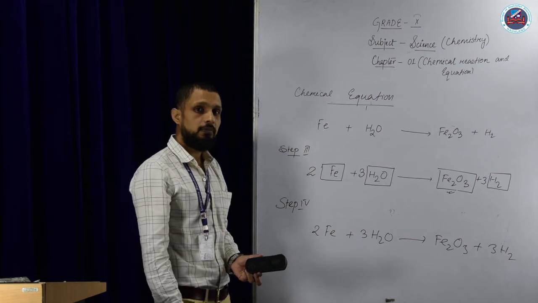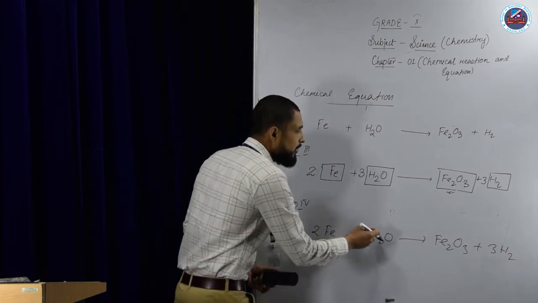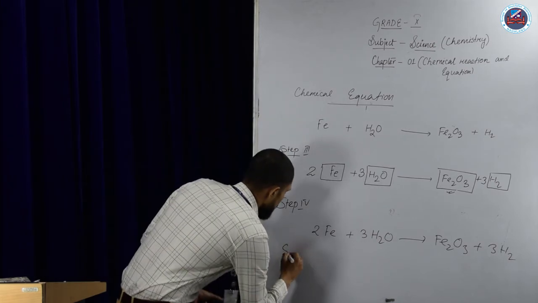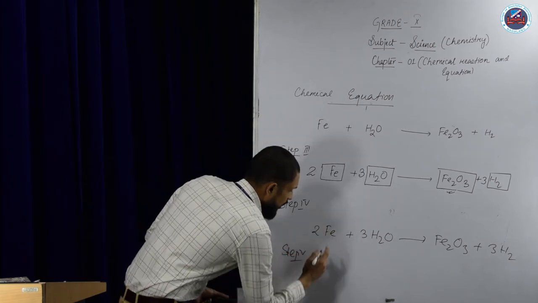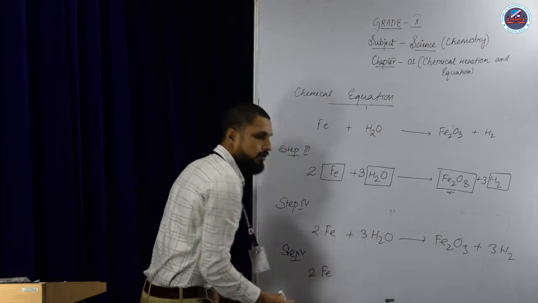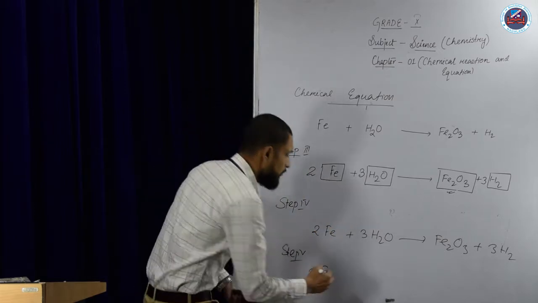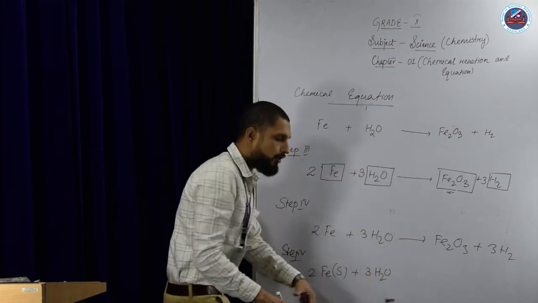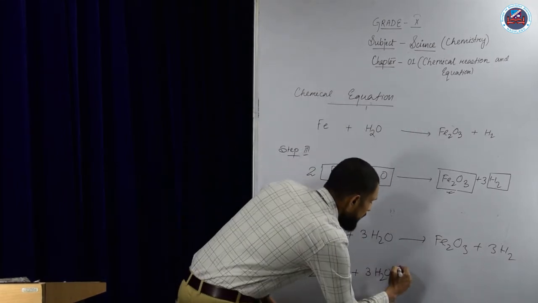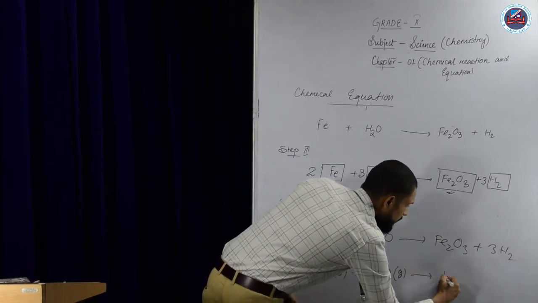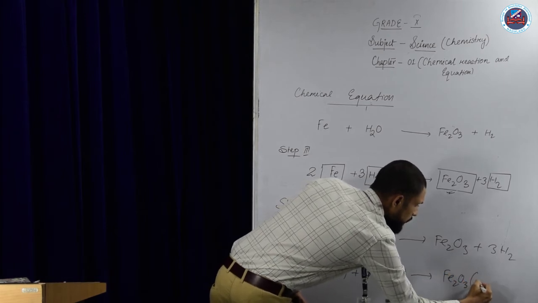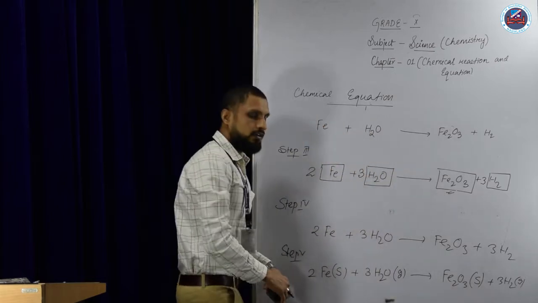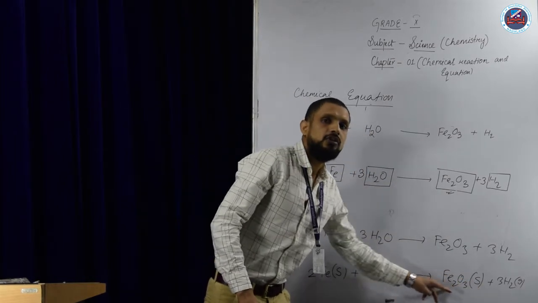Now in the next step, you will write the physical state of the substances involved in this reaction. So 2Fe. Fe is in solid state, so we'll write S, plus 3H2O. We are using the vapor, so it will be gas, that means G. Gives Fe2O3, which is solid, plus 3H2, which is gas. So this is the complete balanced equation.